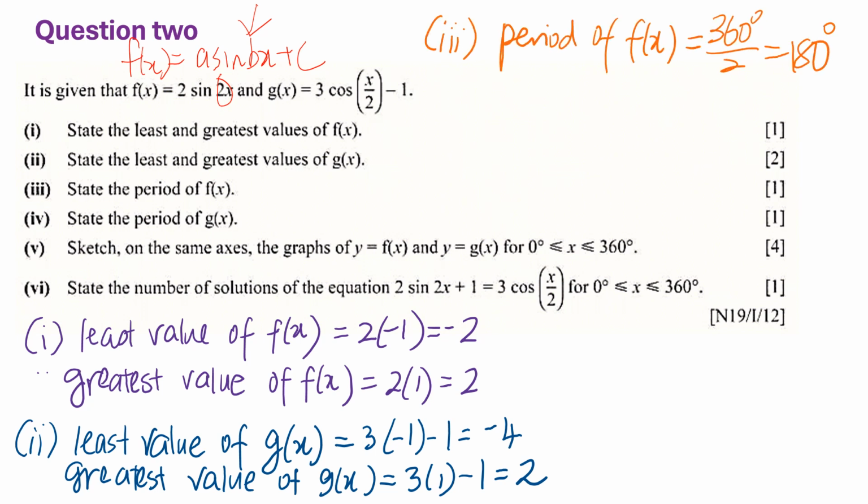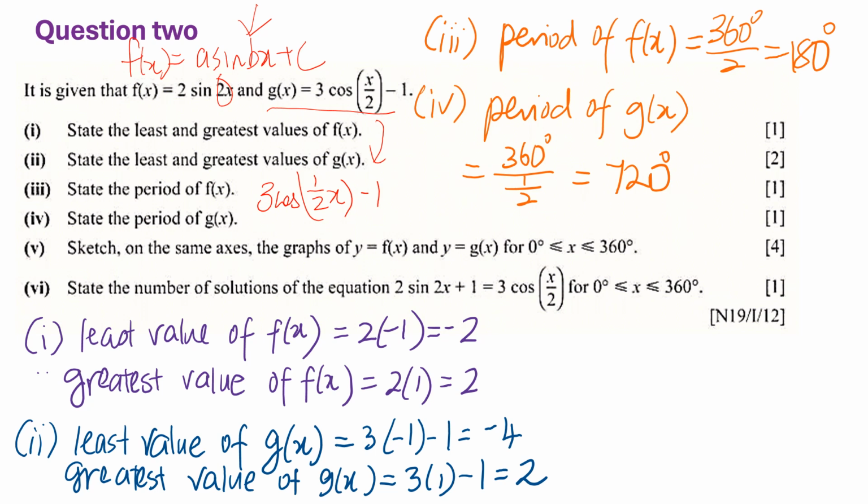The next part is slightly harder, but it's not difficult also. I've done it before, so you just need to rewrite it as 3 cosine half x. Remember, x over 2 is half x, so the coefficient of x is half, not 2. So you take 360 degrees divided by half, which gives you a period of 720. With that, in the next slide, we're going to sketch both graphs.